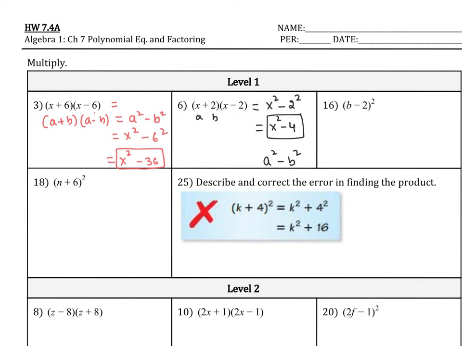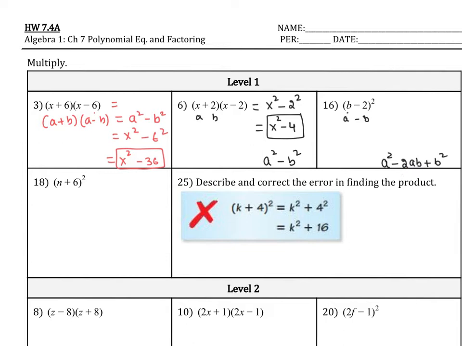Number 16, this is (a − b)². If it is (a − b)², I'm going to write down the formula on the bottom. The formula was a² − 2ab + b². Here, all I have to do is recognize my a as b. So my a is b and my b is 2. So this is going to be (a − b)². I'm going to write in a small letter so that I recognize that here for a², I'm going to use this b. So a² means b² here.